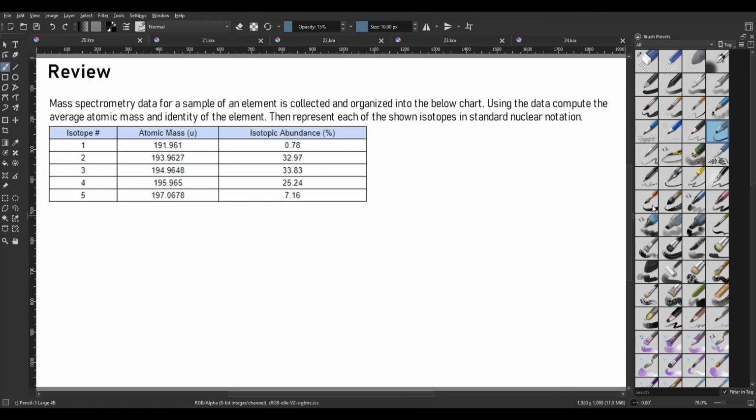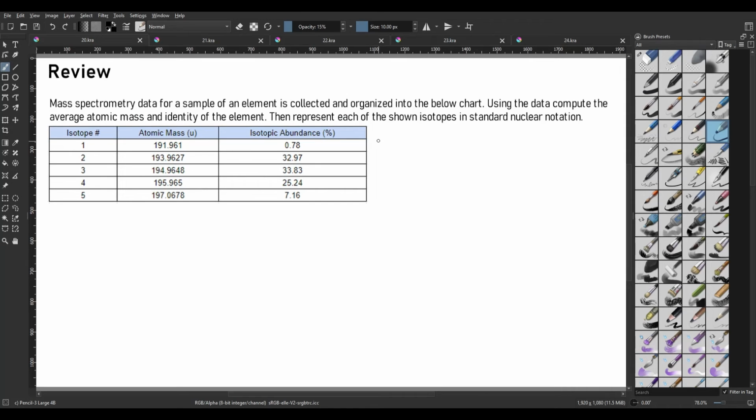So for the first part of our review today, we're going to be going over everything we've done so far, everything we've reviewed. For the first part, we're going to be going over average atomic mass. So the question reads, mass spectrometry data for a sample of an element is collected and organized into the below chart. Using the data, compute the average atomic mass and identify the element. Then represent each of the isotopes shown in standard nuclear notation. So this kind of goes over a couple different things. But at the heart of it, we're going to be using average atomic mass.